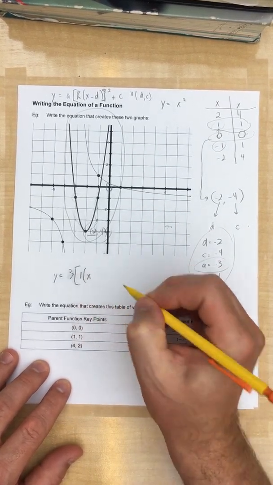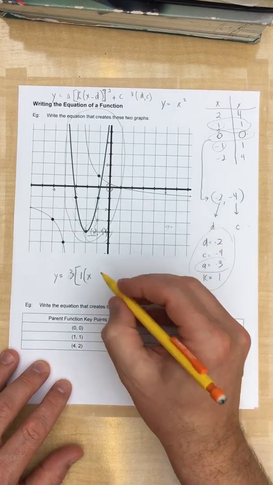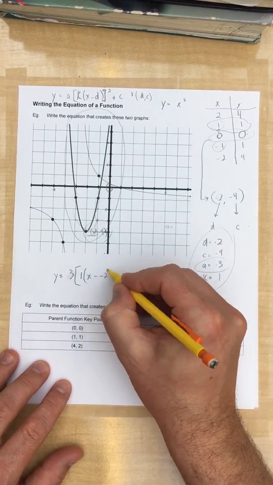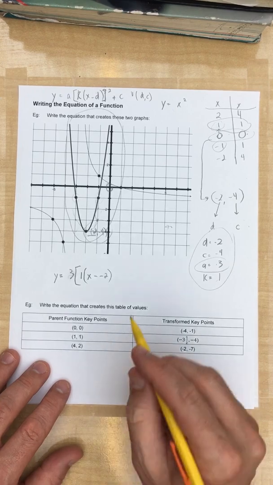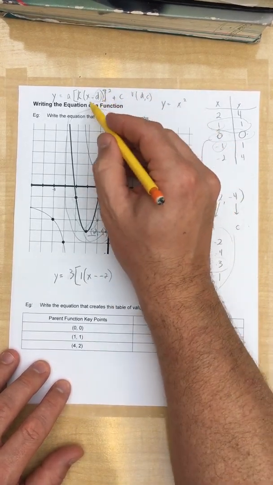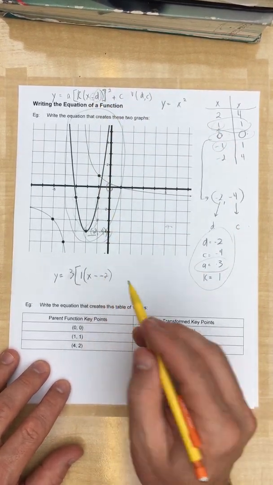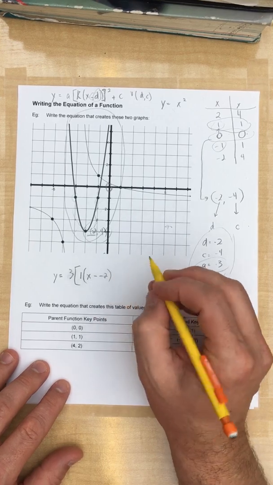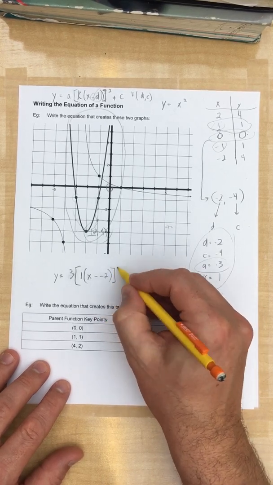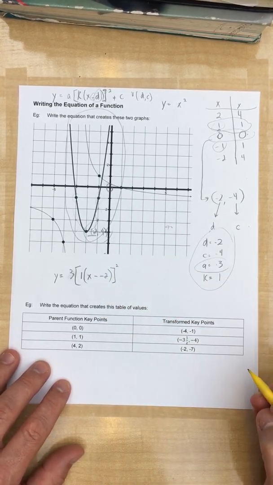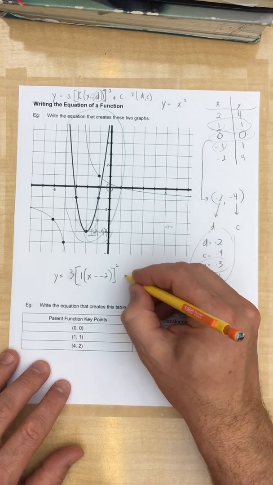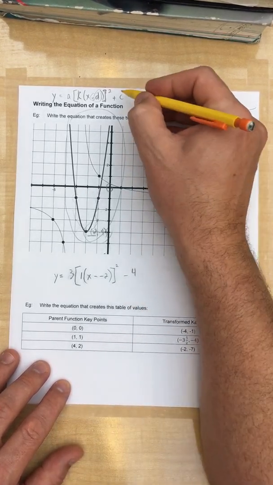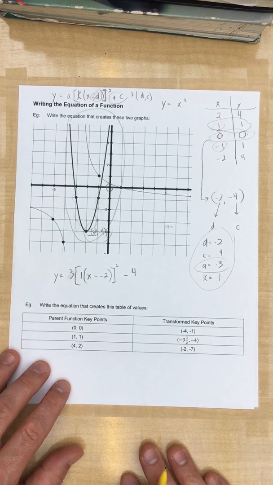Open up your bracket and put an x. Your d value is going to be minus 2. So when you substitute it in, you put the d value in, but there's a minus to begin with, so a minus 2. I'm going to resolve this afterwards so it looks a little bit more simplified. And then we have our minus 4 outside, or plus negative 4.